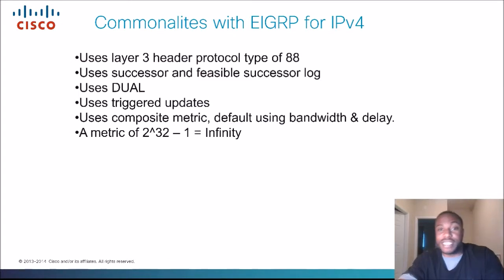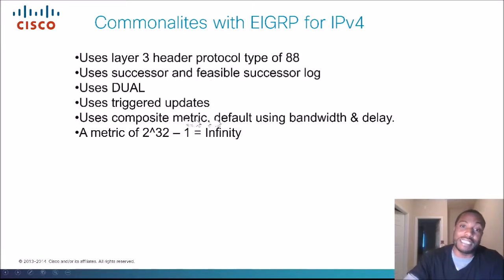It also uses successor and feasible successor, just like IP version 4. It uses DUAL, which is the Diffusing Update Algorithm, basically the formula it uses to calculate the best routes using EIGRP. It uses triggered updates, meaning once something happens, then it gives you an update. It doesn't give you periodic updates, such as every 30 seconds, like RIP gives you updates every 30 seconds. EIGRP waits till something happens, like a link goes down, that's a trigger, then it gives you an update. That's what a triggered update is.